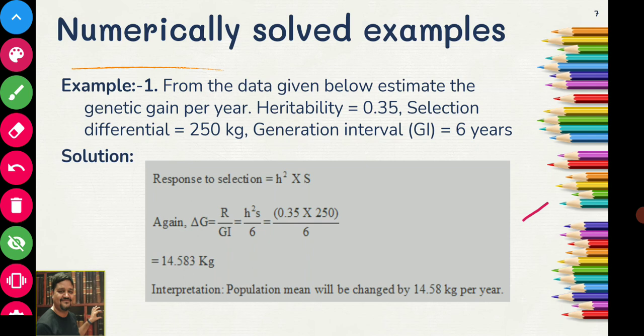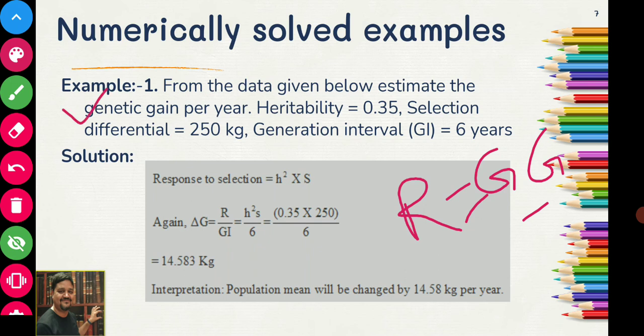Now the first example is: from the data given below, estimate the genetic gain per year. So this is about the response to selection, that you have to find the genetic gain. One thing I missed in the theory portion: R is equal to response to selection. This is also called genetic gain. So response to selection and genetic gain are one and the same. So what do we have to calculate here? We have to calculate the genetic gain per year. You have to mind it, per year.